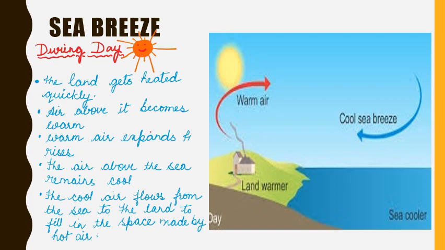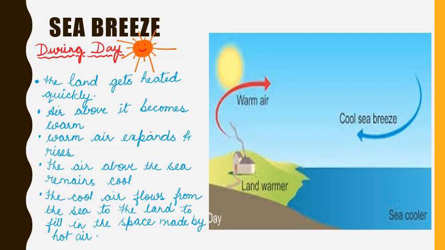Why? Because of the heat of the sun. And since the land has got heated up, the air above it will be warm. And I have told you that warm air has a tendency to move up. So the warm air above the land will move up and it will create a space where it was already present. And I have also told you that water takes time to get cool and takes time to get heated.